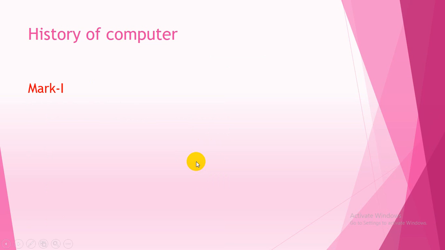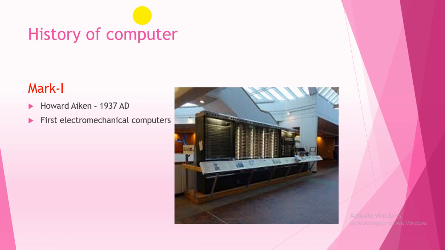Next comes Mark I. In 1937 AD, Harvard University Professor Howard Aiken initiated a new kind of calculating machine in association with IBM Corporation. The device was completed in 1944 and was called Mark I. Now Mark I is known as the first electromechanical computer.